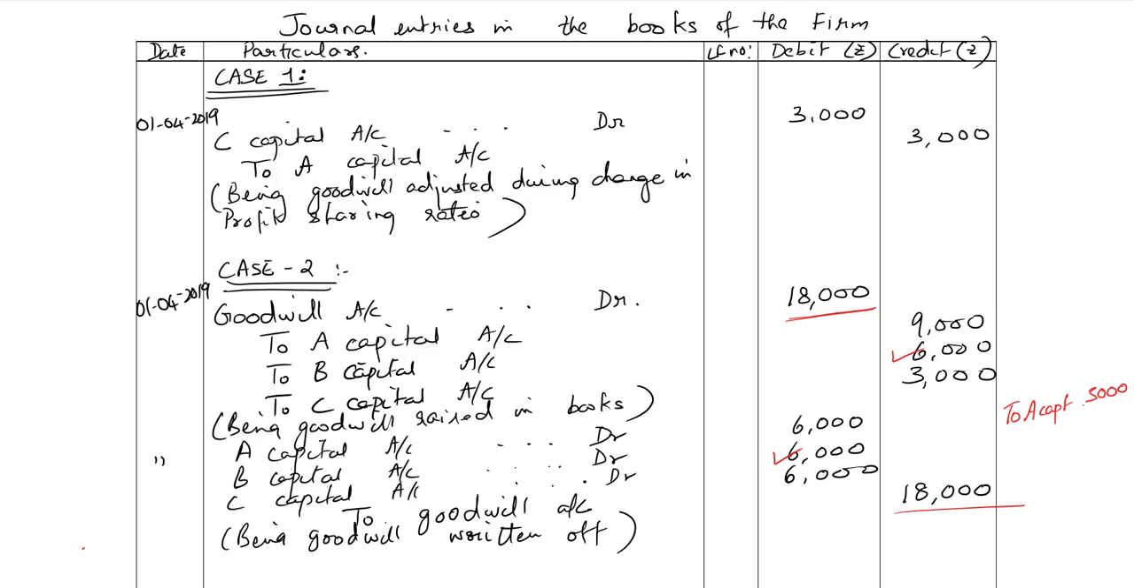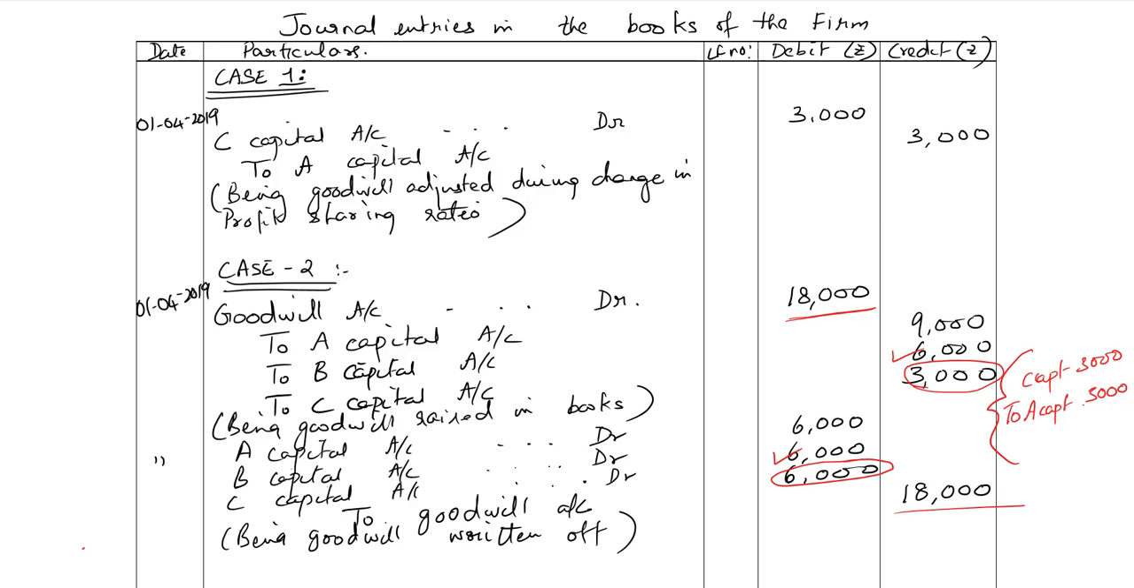And as far as C's capital account is concerned, in the first entry in case 2, we have credited C's capital account with 3,000, and in the second entry in case 2, we have debited C's capital account with 6,000. So the net effect is a debit for C's capital account of 3,000.